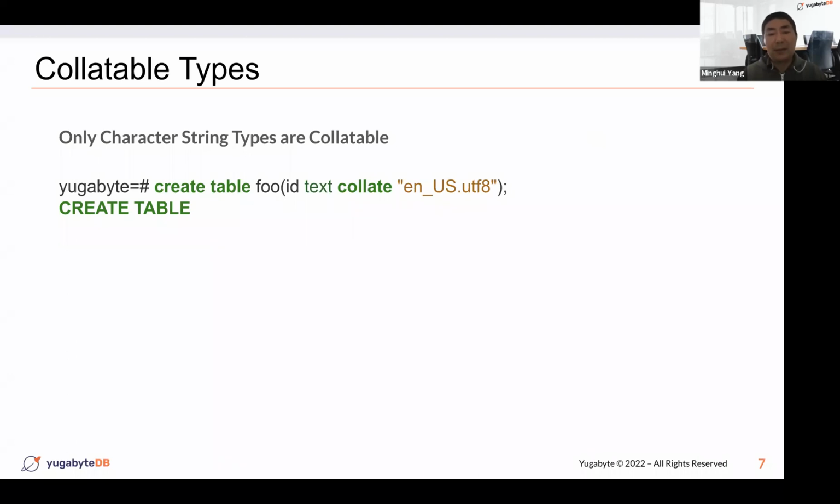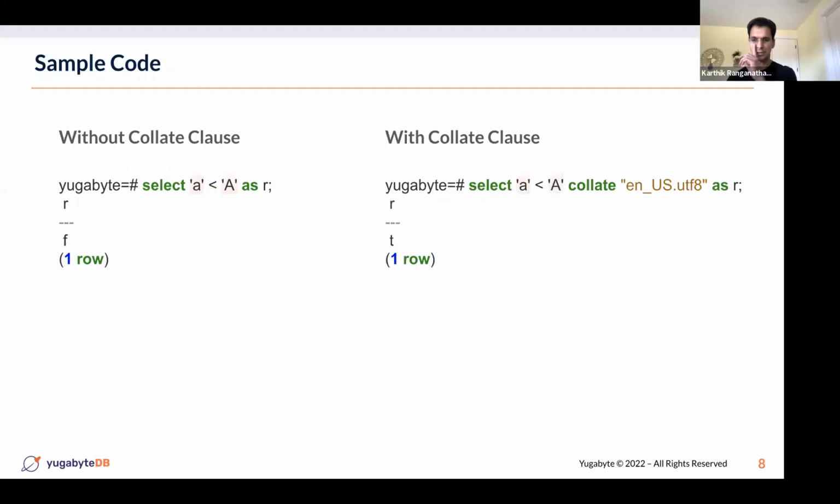Same thing, but if we have ID as text type, then it is collatable. This is newly enabled in Yugabyte release 2.11. Before release 2.11, if you typed this statement, you would get an error. Got it. Interesting.